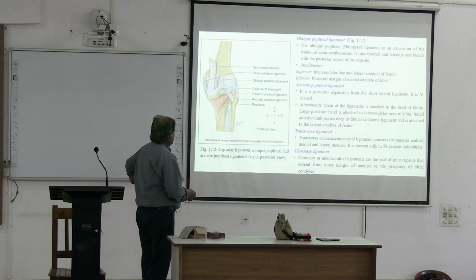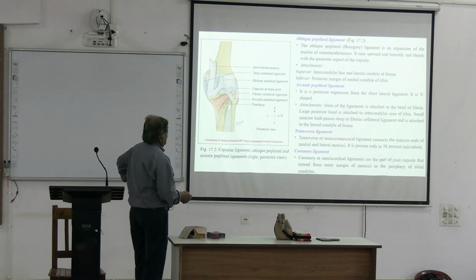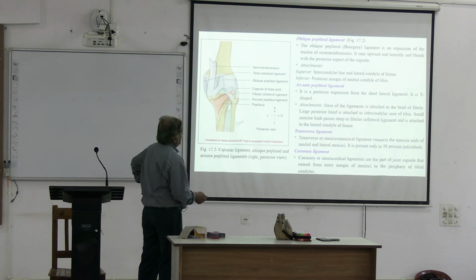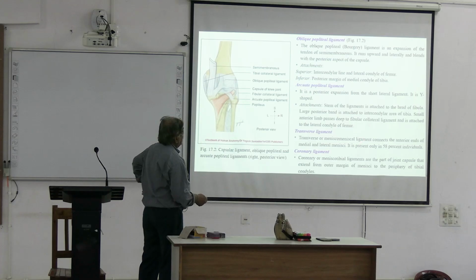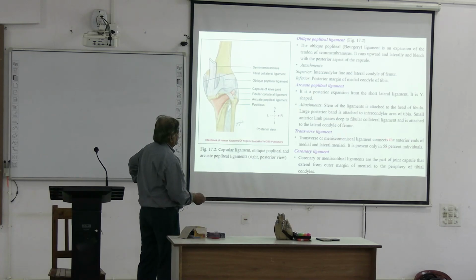Transverse meniscal ligament connects the anterior ends of the medial and lateral menisci. It is present only in 58% of individuals, 58%. Coronary ligament, coronary or meniscotibial: a part of the joint capsule that extends from the margin of the meniscus to the periphery of the tibial condyles.